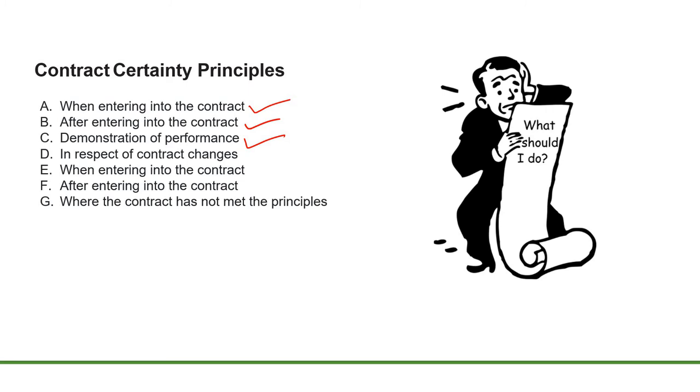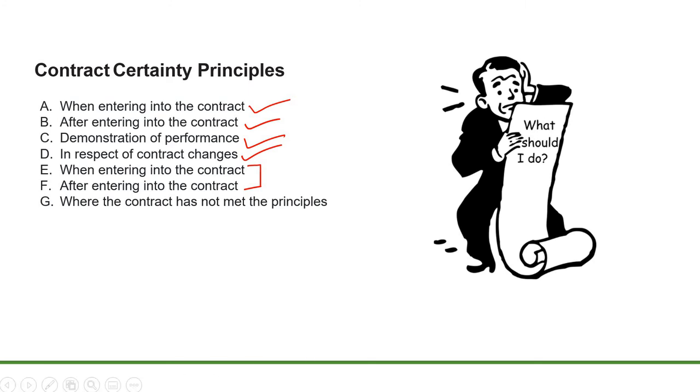Going to principle D, which is in respect to the contract changes, or you can say the endorsement on the insurance contract, the insurer and the broker must be able to demonstrate that they have achieved the contract certainty even at the time of endorsement, just like principles A, B, and C. The next two, E and F, when entering into the contract and after entering into the contract, are actually related to the situation where there is more than one insurer participating in the risk, or you can call it a subscription basis.